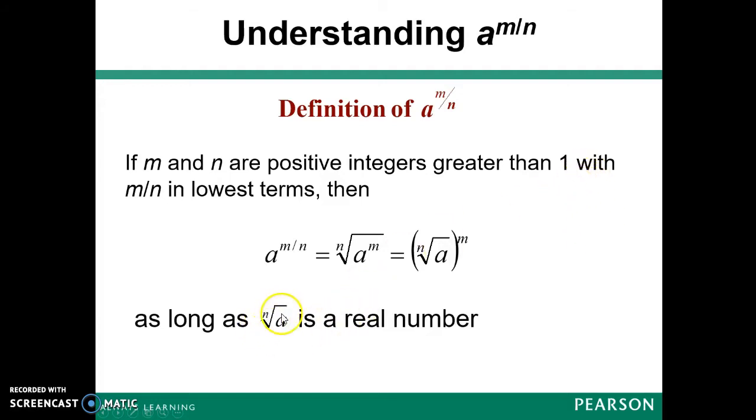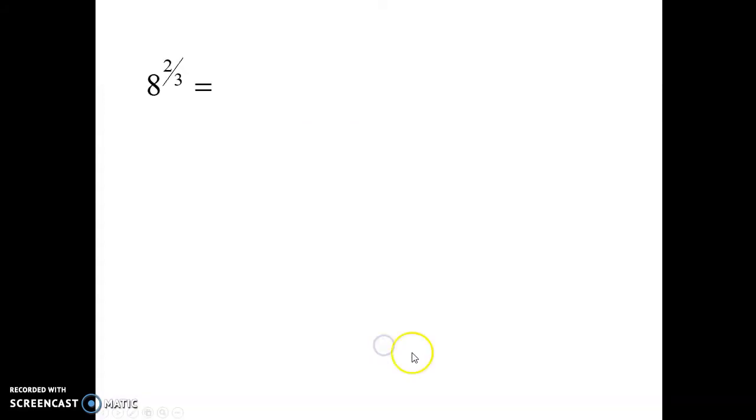As long as the nth root of a is a real number, as long as you're not trying to take a square root or a fourth root of a negative number. Okay, let's apply it to this. 8 raised to the 2/3 power. You can say that's 8 to the 2nd power and take the third root of it, which gives you, let's simplify our radicand. That's 8. 8 squared is 64.